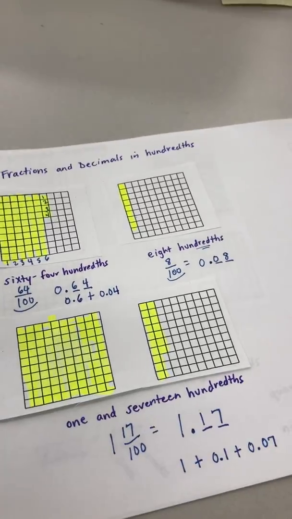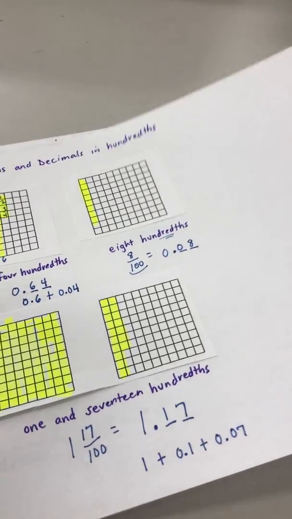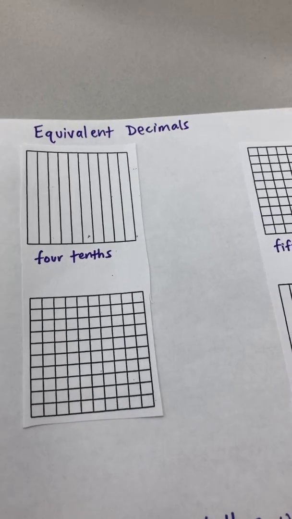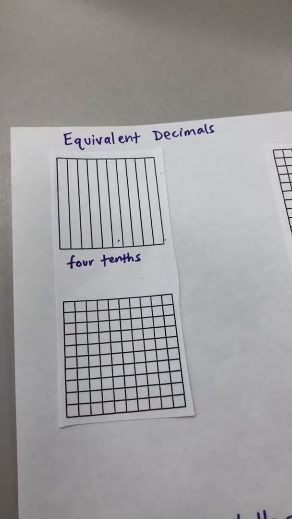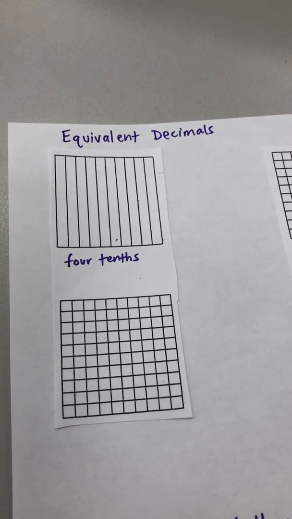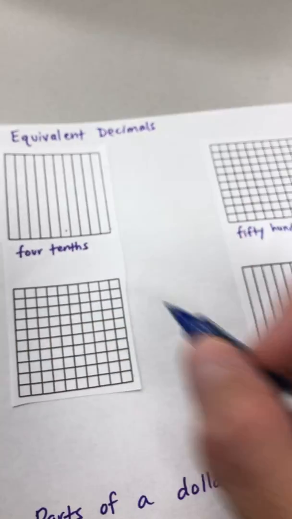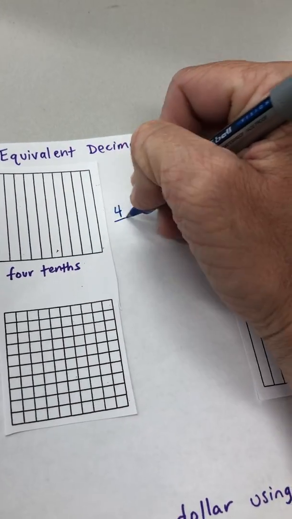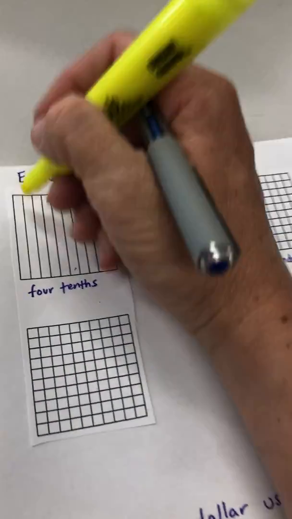All right, so that's an introduction to fractions and decimals and tenths and hundredths. We're going to do one more skill this week, and that is equivalent decimals. Equivalent decimals can be made very simply to understand if we understand them based like they did with equivalent fractions. So we're going to start with 4/10. I'm going to go over here, 4/10 as a fraction.